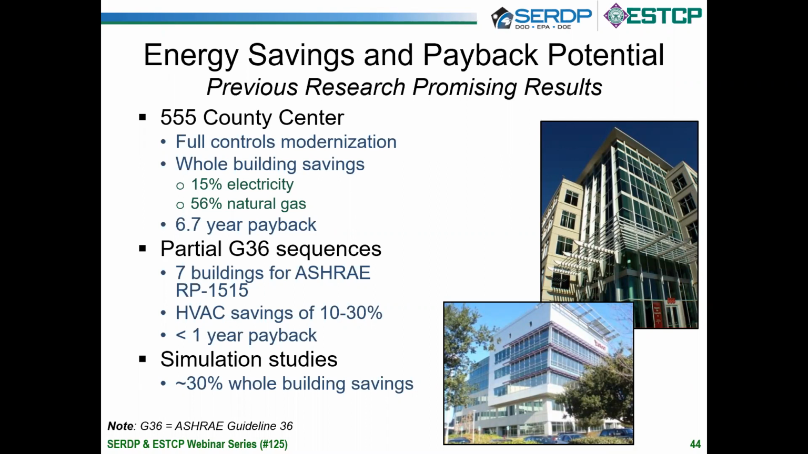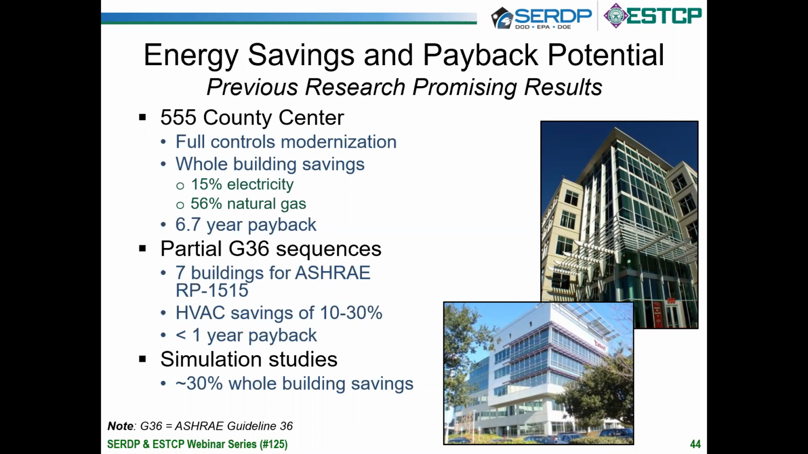This was a case study by Taylor Engineering. The existing building had fairly outdated digital controls throughout, all the way to the zone level, that was fully upgraded. So every controller in the building was replaced with new control hardware. And then the sequences were programmed similar to Guideline 36. It was actually before the guideline was published, so it's not exactly the same, but it's very, very similar.